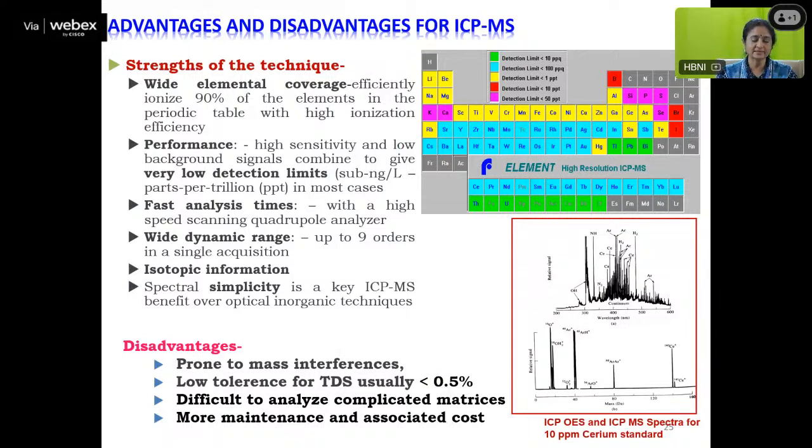Now, what are the disadvantages? It is prone to mass interferences, has low tolerance for TDS, usually less than 0.5%, and difficulty analyzing complicated matrices, more maintenance, and associated cost. Actually, the capital cost as well as the running cost is very high for ICP-MS.